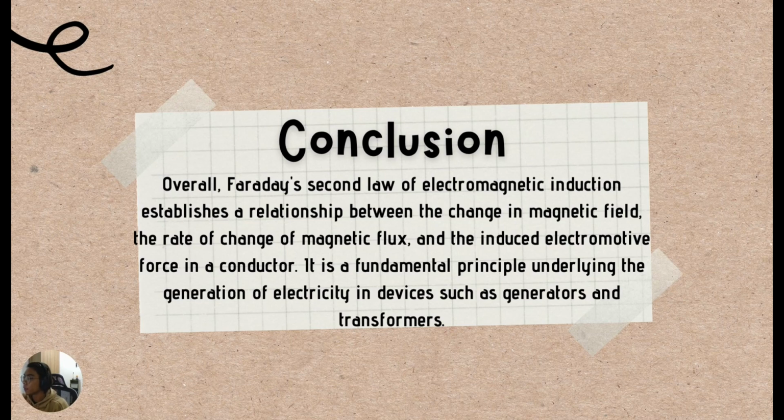To conclude about Faraday's second law, we can say that overall, Faraday's second law of electromagnetic induction establishes a relationship between the change in magnetic field, the rate of change of magnetic flux, and the induced electromotive force in a conductor. It is a fundamental principle underlying the generation of electricity in devices such as generators and transformers. That's all from me for my presentation on Faraday's second law of electromagnetic induction.